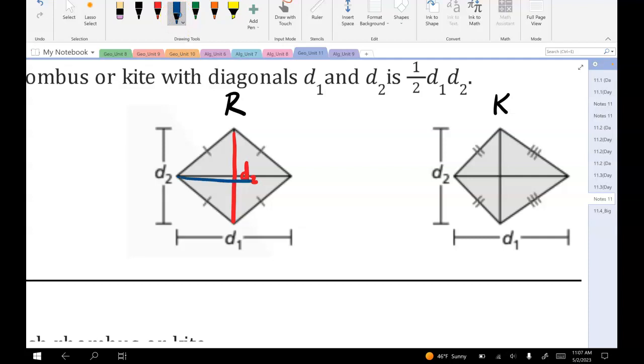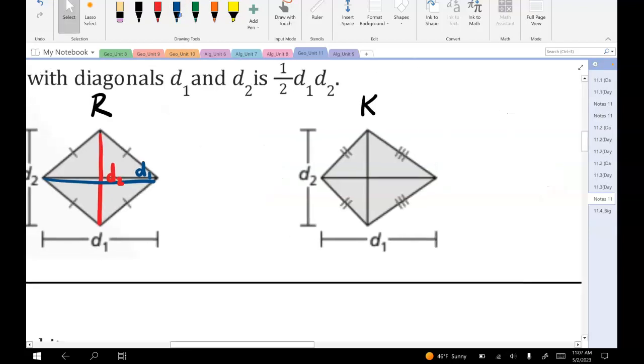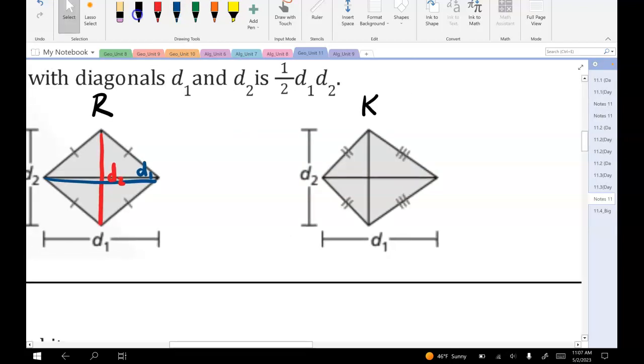Diagonal 1 would be this blue line going from one opposite angle to the other. That's diagonal 1. So you just multiply those two lengths together, split it in half. Same thing for a kite. If you're given your two diagonals, just multiply the two together, then divide by 2.